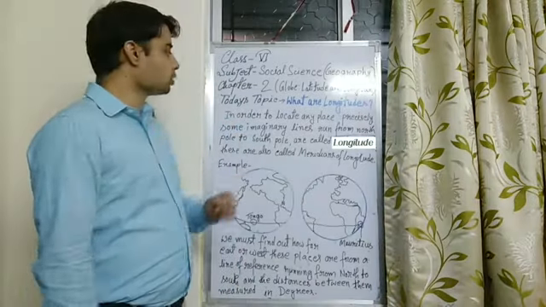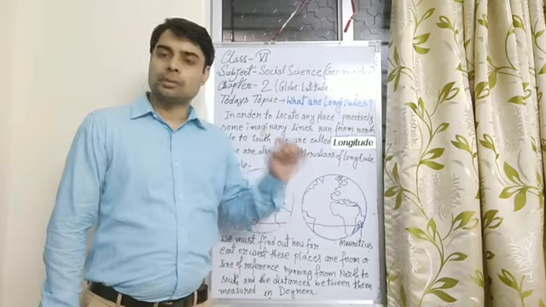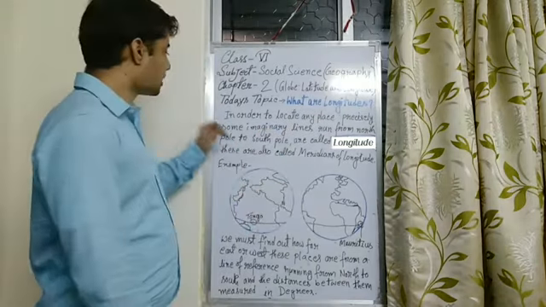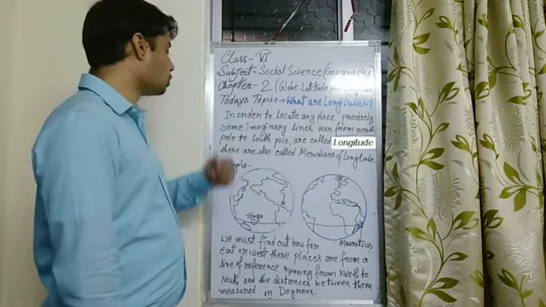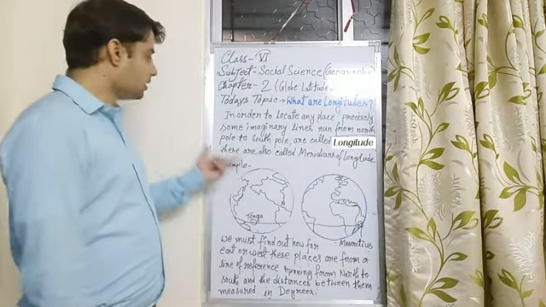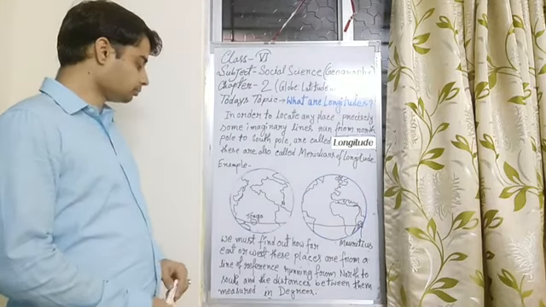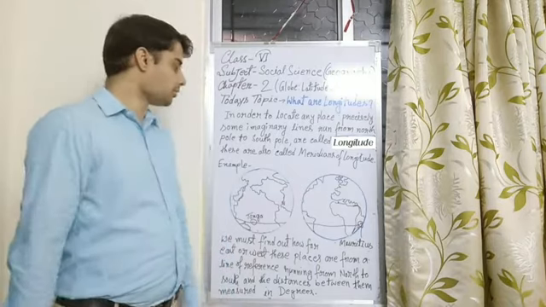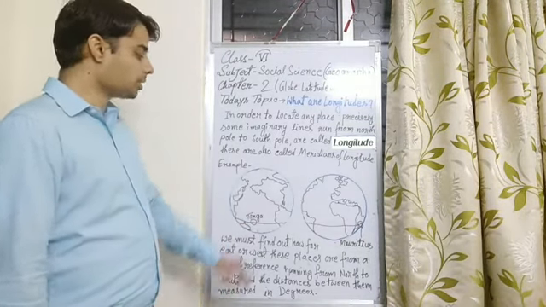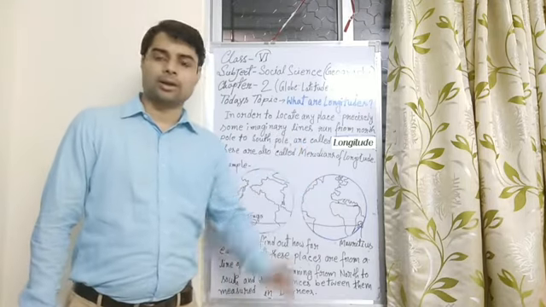In order to locate any place precisely and also to maintain the time, some imaginary lines are drawn from the North Pole to the South Pole, and these are also called meridians of longitude. There is an example given in your book. Just follow that. In the previous class you already learned another example, the example of Chandrapura.